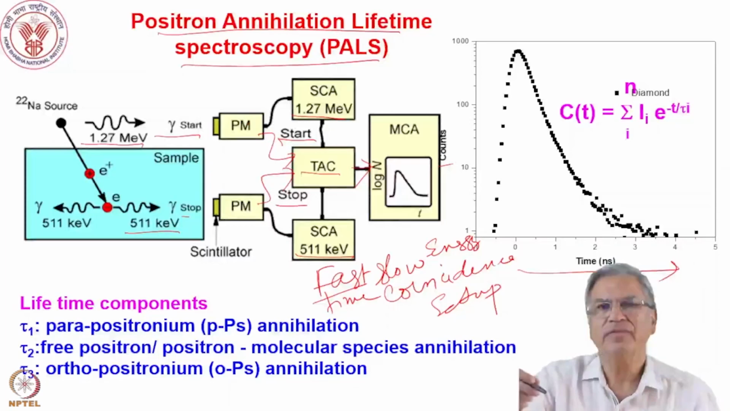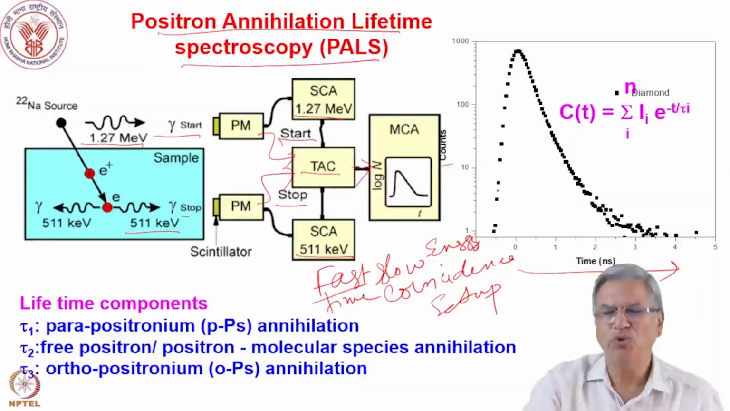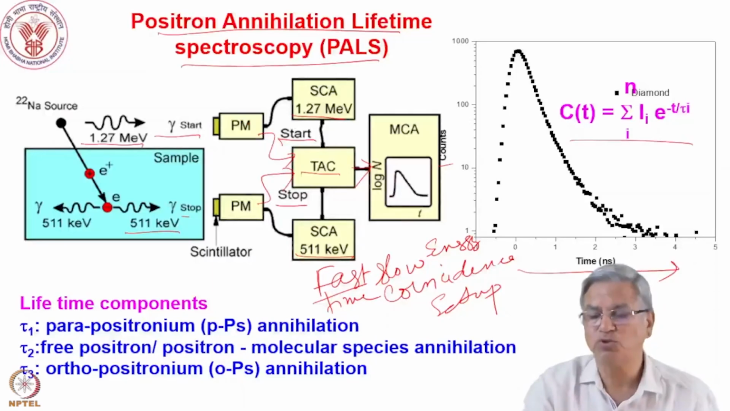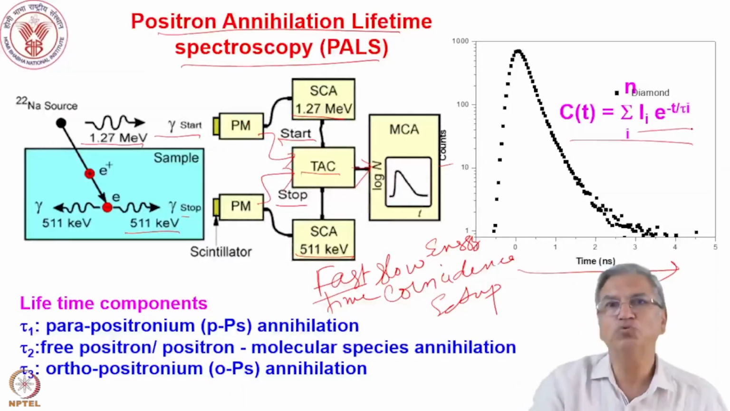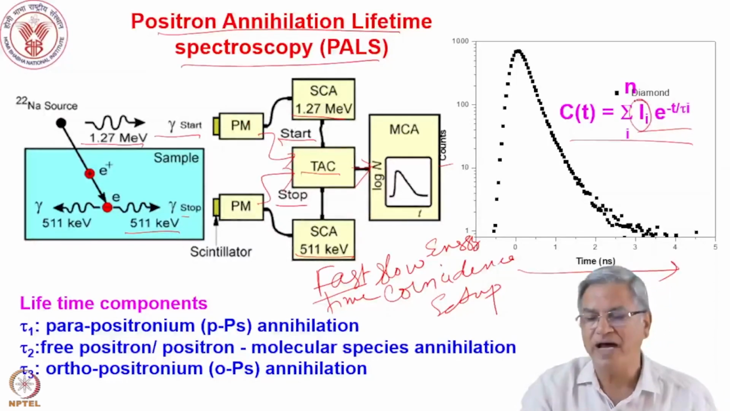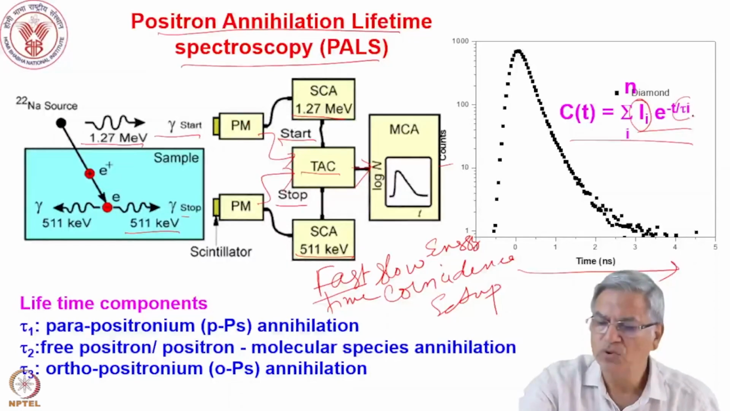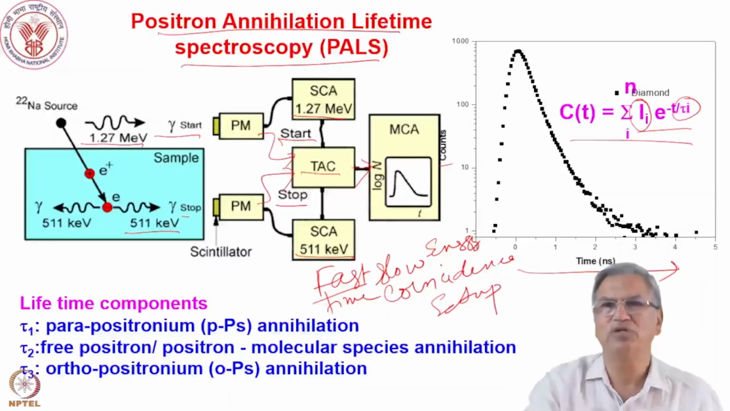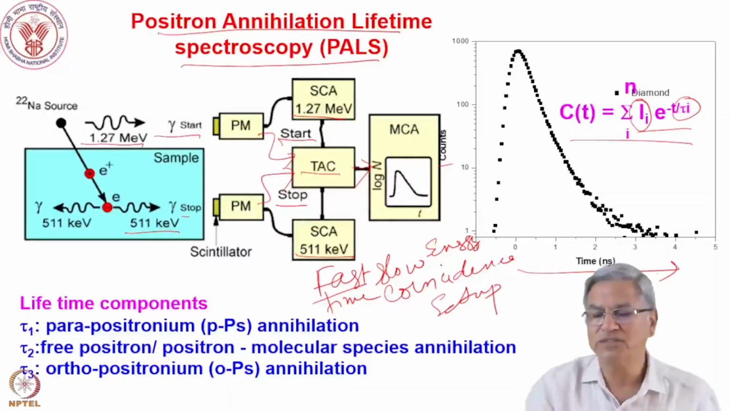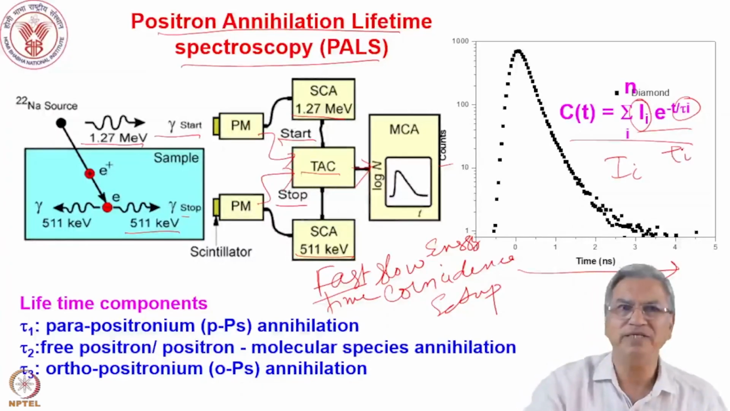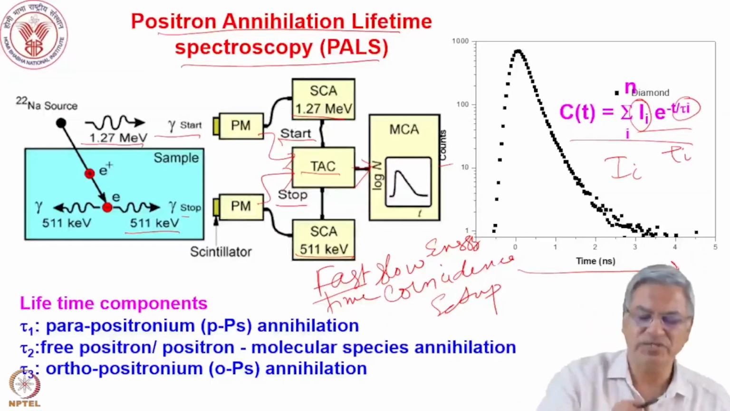What you get is a fast rise and slow exponential decay. That exponential decay shows multiple exponential decays. The counts are a superposition of maybe two or three exponentials. Every component has an intensity I1, I2, I3, and a lifetime tau 1, tau 2, tau 3. So you can fit this data to a multi-exponential curve and get the constants Ii and tau i. So you get I1, I2, I3, tau 1, tau 2, tau 3. Tau 1 and its intensity is I1.